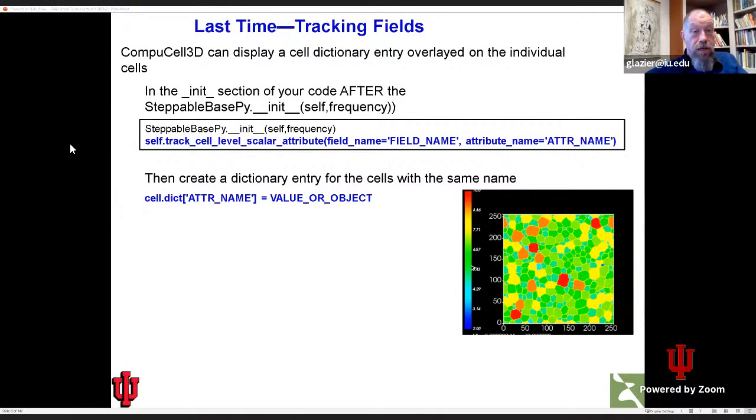Okay, we also talked about tracking fields, which is one of the first things we used a dictionary to do. If cells have an attribute in a dictionary, a single line in the init allows you to color the cells in their display with the value of that attribute. And we're going to use that repeatedly today, and it was in the homework as well. It's possible to have vector valued attributes, and I've never tried it, so somebody should try it and show what it looks like.